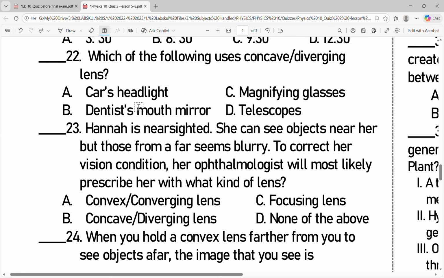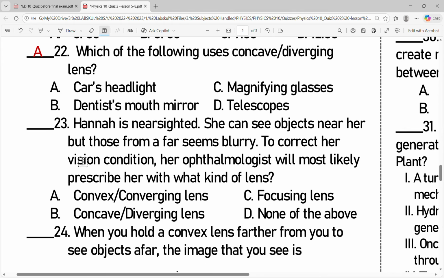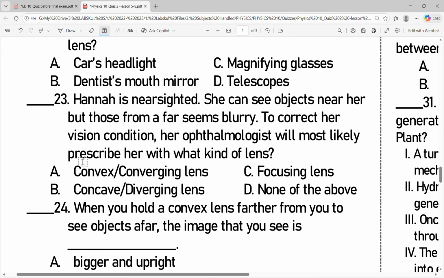So kung diin niya ginagamit ang concave lens, it's in a car's headlight. Kaya kung nakita nyo, ang car headlight, ang iya nga flash is daw naga-diverge, naga-scatter siya, such that at night, in particular, ang mga kalsada or ang mga salakyan sa atubang, kitaon niya gid because the light rays diverge or scatter. So the answer in number 22 is letter A. Okay, 23. Hannah is nearsighted.